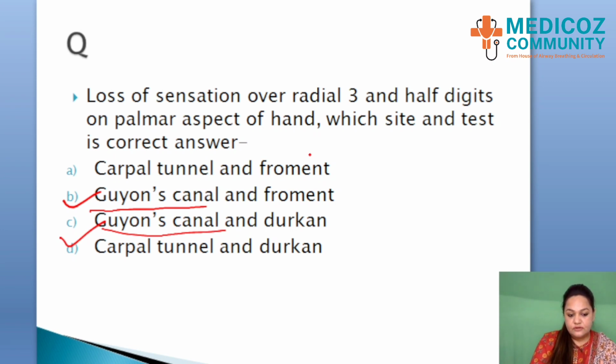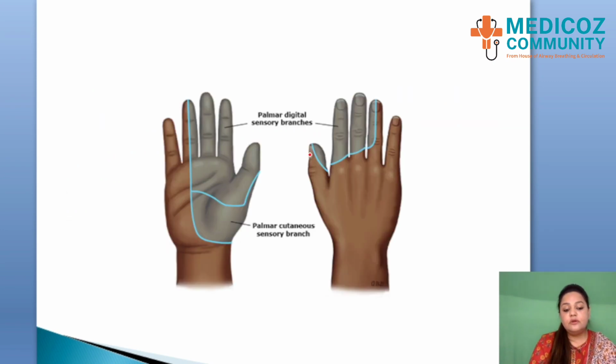For that, we will see, look, this is the image which is showing the distribution of the median nerve on the palmar aspect and the dorsum of the hand. On the palmar aspect, the palmar cutaneous branch is supplying the skin over the palm, and the digital branches are supplying the skin over the lateral 3.5 digits on the palmar side, and on the dorsum of the hand they are going to supply the skin over the nail bed.